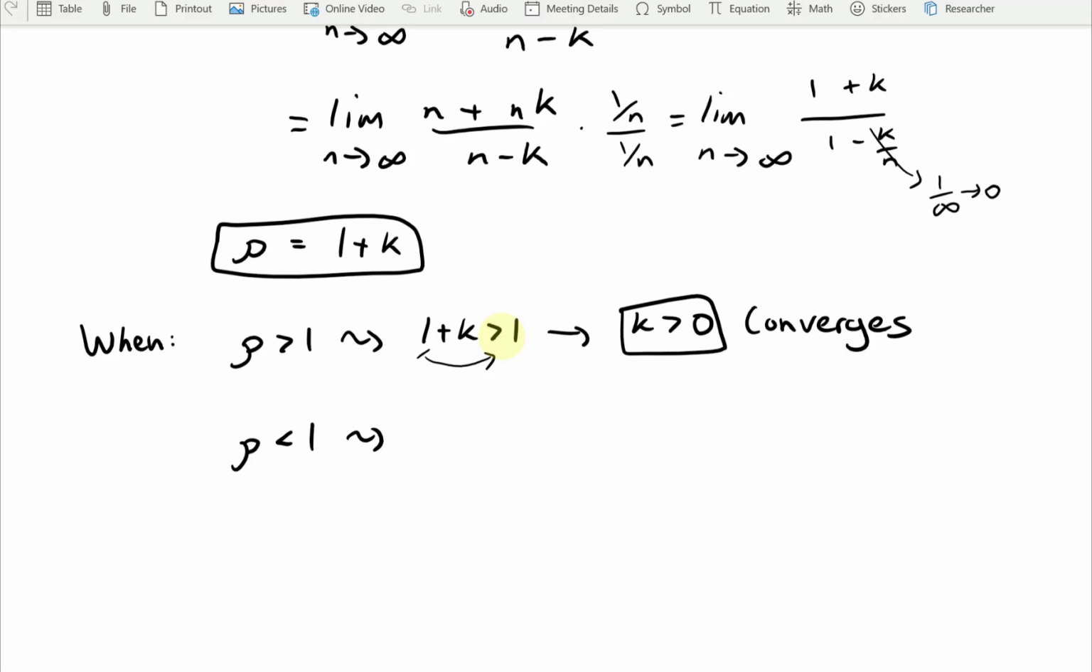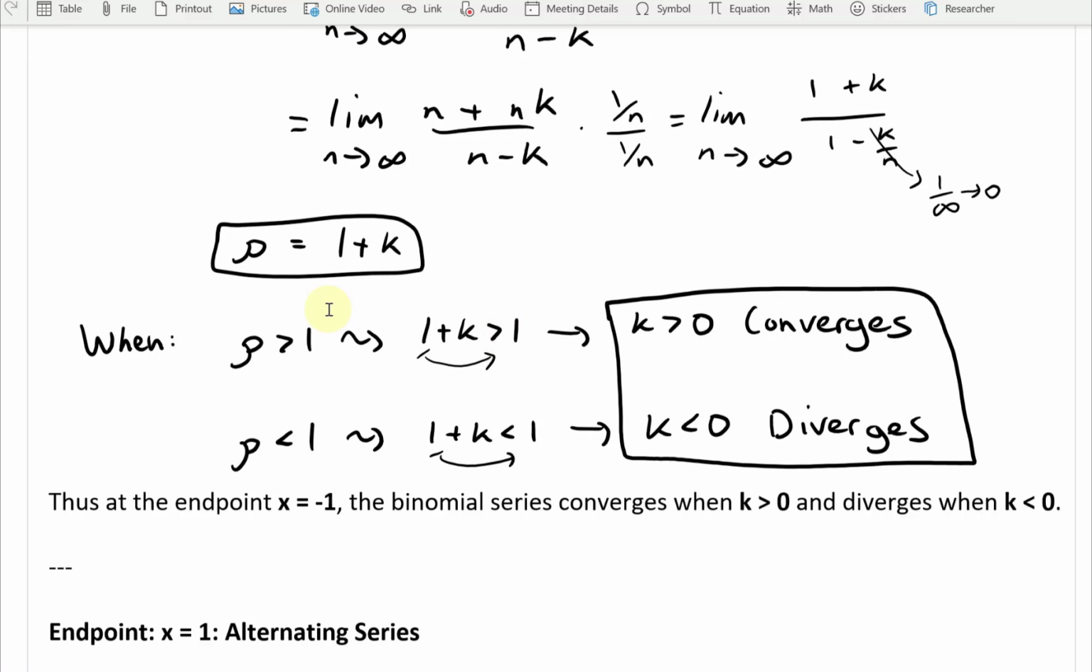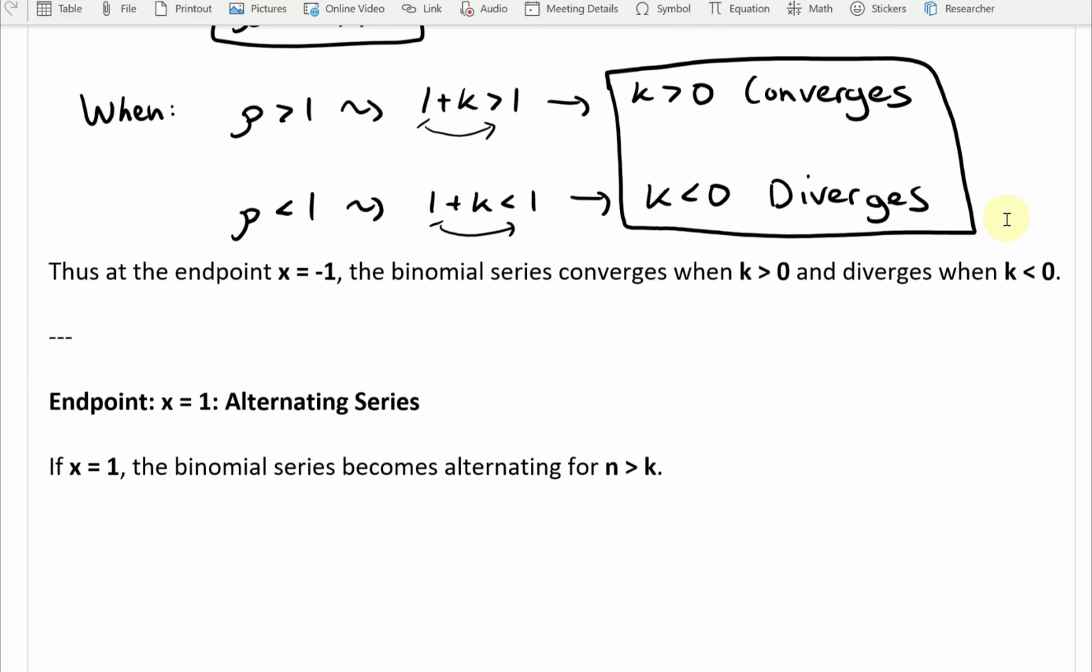And then when rho is less than 1, by Raabe's test, we have 1 plus k less than 1, and then move this over as per usual. This is just going to cancel. We're going to have k less than 0, which is divergence, or diverges. Or better yet, I'll just unbox that and then box these two together, like that. So yes, there we've got the convergence for the endpoint x equals -1. It's just fascinating stuff. So thus at the endpoint x equals -1, the binomial series converges when k is greater than 0 and diverges when k is less than 0.